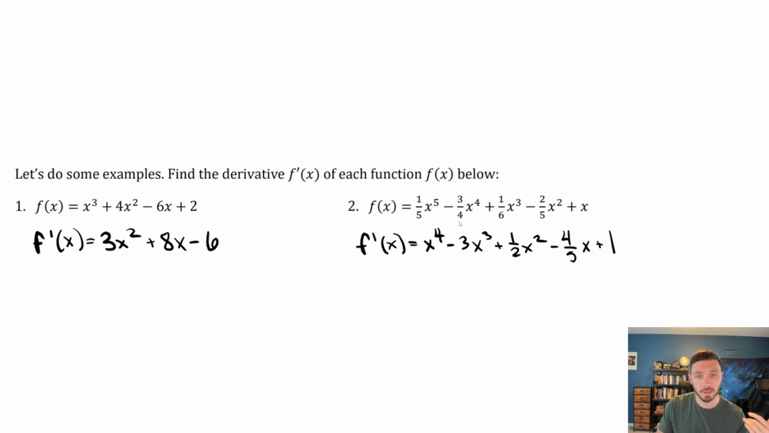This 3/4 times 4, the 4's cancel. It's just that 3, so minus 3, and then subtract 1 thereafter. I'm not going to explain each term. You can just kind of see the cascading pattern. The whole idea is to take the power, multiply it by the coefficient, and then just subtract 1. So not too bad of a process.